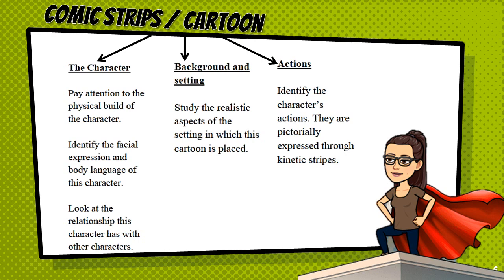When we look at characters, we have to pay attention to how the artist drew this character. We have to identify any facial expression and look at the relationship between one character to another. When we look at the background and the setting, we have to study it carefully to see where this is taking place, and the actions. Even though on a piece of paper you can't have moving objects, some lines, kinetic lines, can show movement on a page.